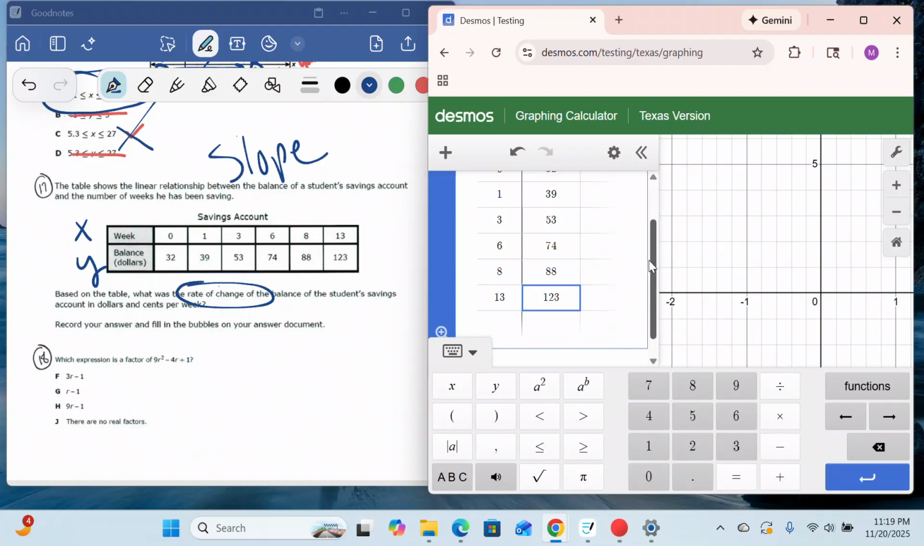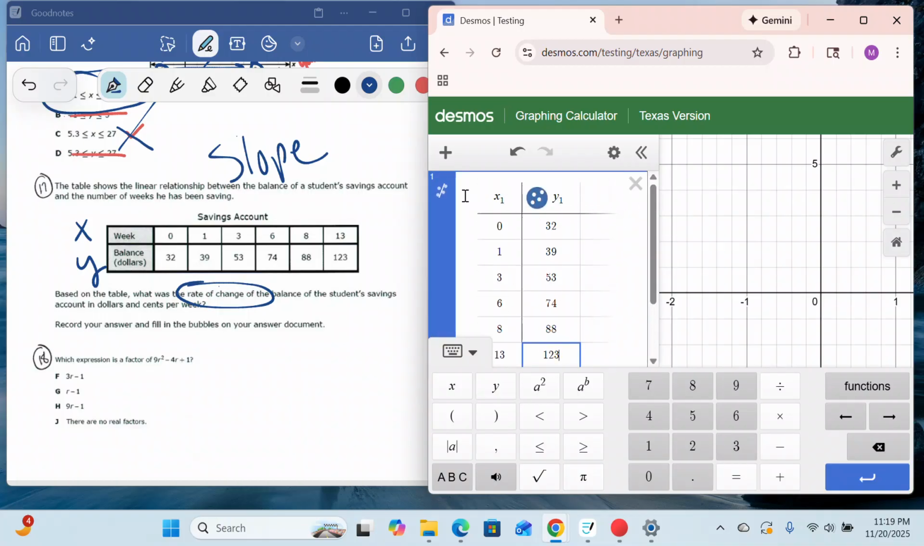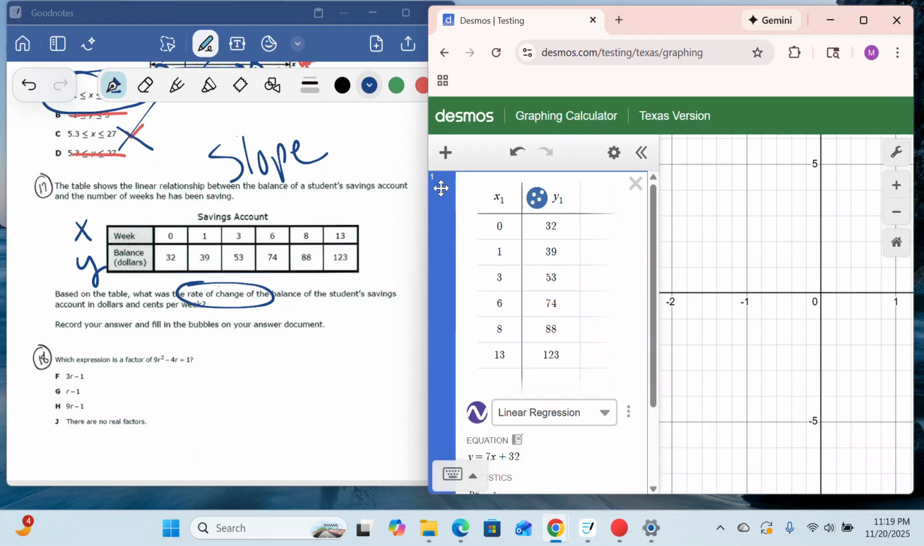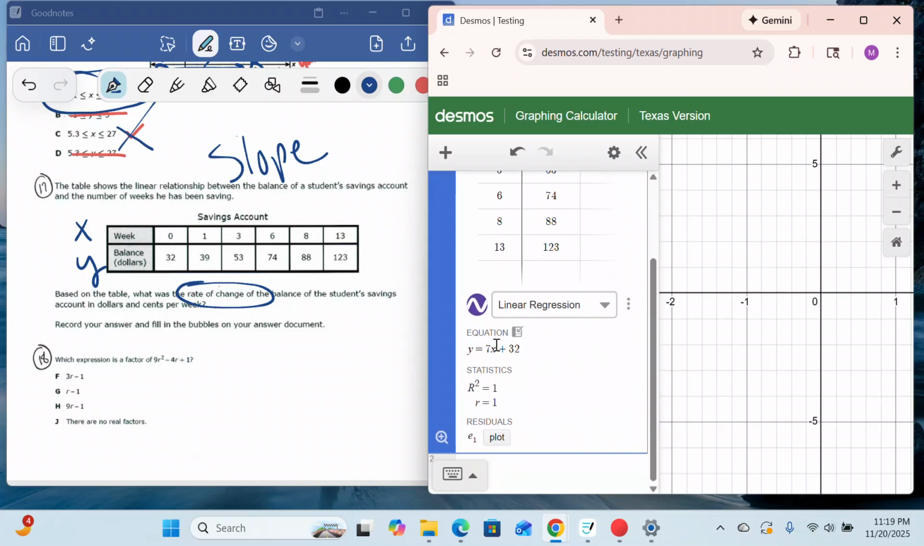And then of course I put them in, I check them, and then I click on the regression, and there we go. It's linear, and just by looking at the equation, it tells you right there my correlation factor is equal to 1. So that is a strong positive. The correlation is 1, which is very, very strong.